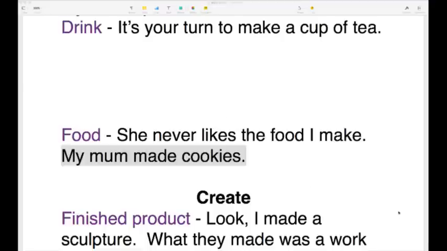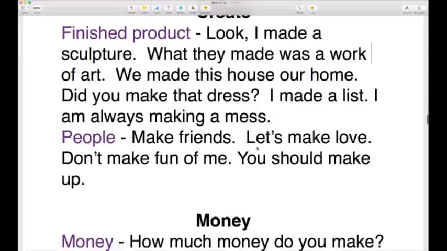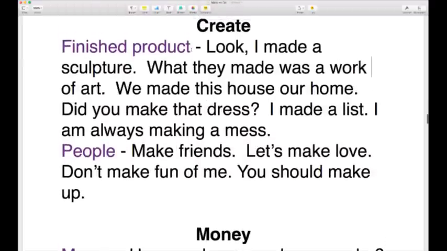Okay, so I was just checking the comments, seeing I wasn't missing anything. So to create in general, so to make something completely new that's not food, you might say, look, I made a sculpture. A piece of art, not something on canvas, but something that you would see in a square in a town, or something you put on the mantelpiece, a sculpture, made out of clay perhaps. What they made was a work of art.